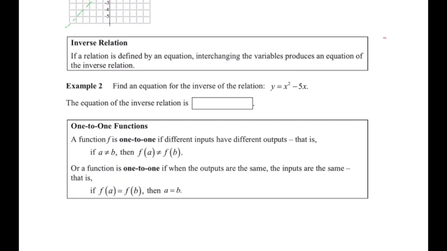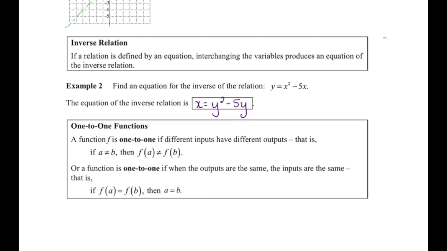If a relation is defined by an equation, interchanging the variables produces an equation of the inverse. So find the equation of the inverse relation y is equal to x squared minus 5x. And that's simply what we're going to do. We're going to interchange: everywhere I see a y, I'm going to put x, and everywhere I see an x, I'm going to put a y.